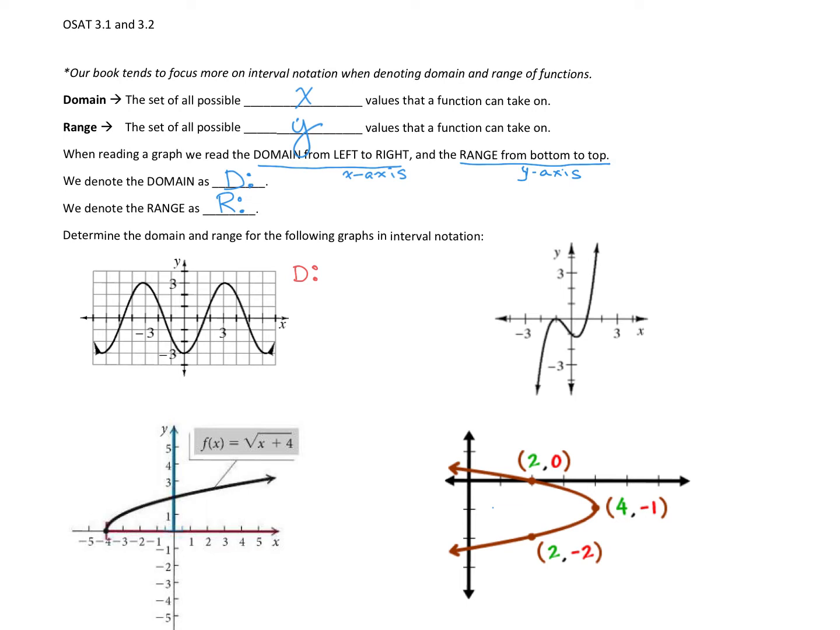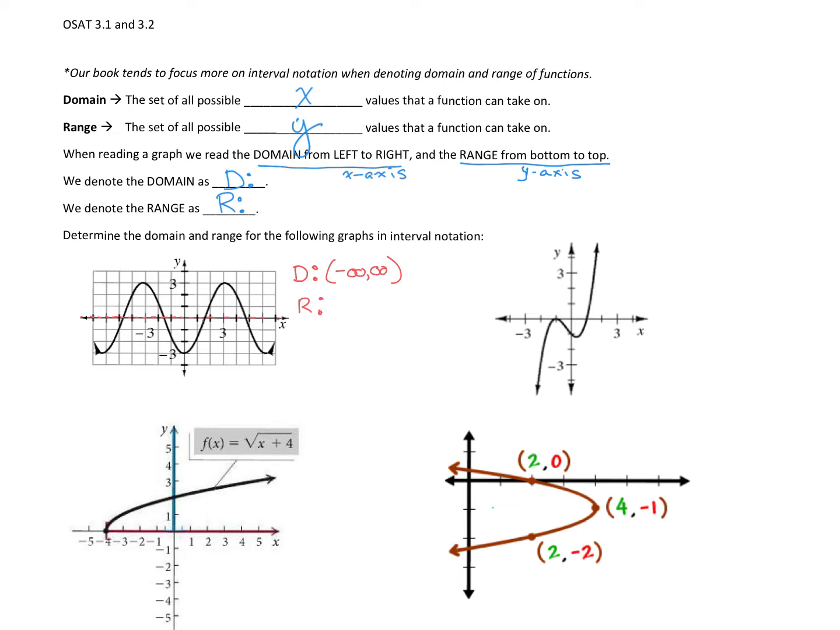When we look at the graph, we notice it has arrows at the end, which means it's going to continue probably in the same fashion. But when we look at the x-axis, every time on an x-axis, we're going to have a y value associated with that. We don't have any gaps or holes. So in this case, it's minus infinity to infinity for our domain.